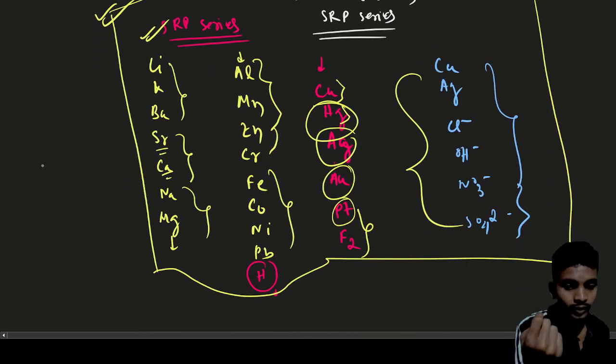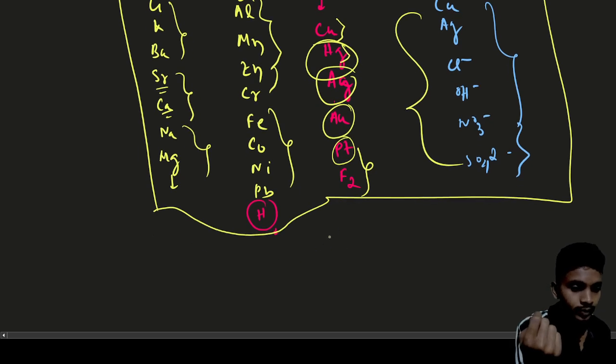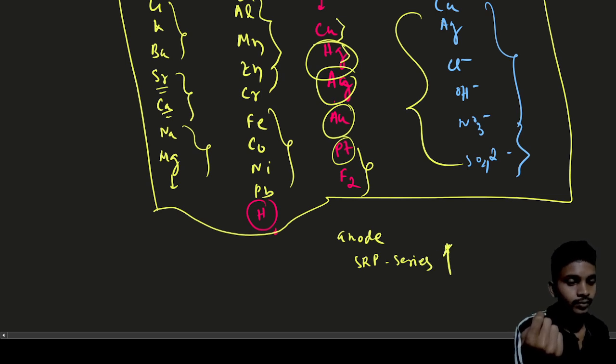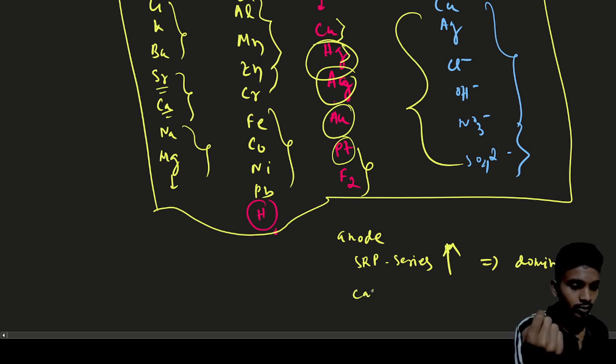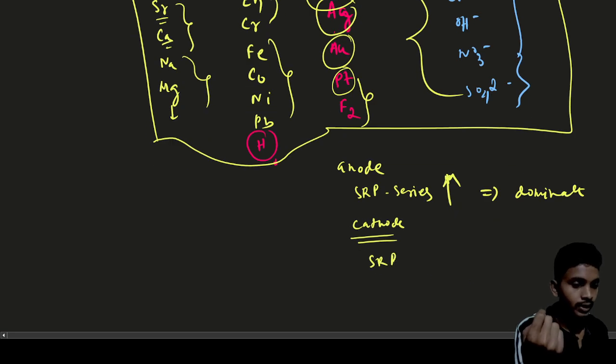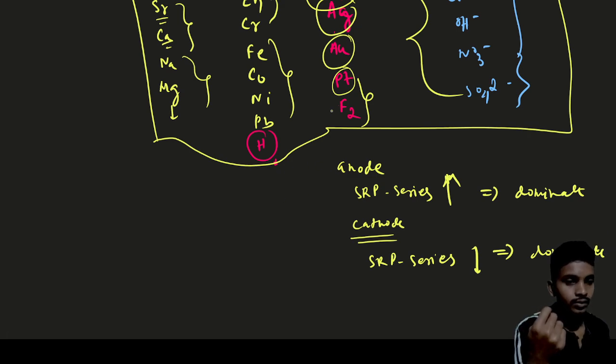So this electrochemical series we have to remember. And in the SRP series, for the anode, the one that is above will dominate. And for the cathode, in the SRP series, the one that is below will dominate. Okay, so we will see.